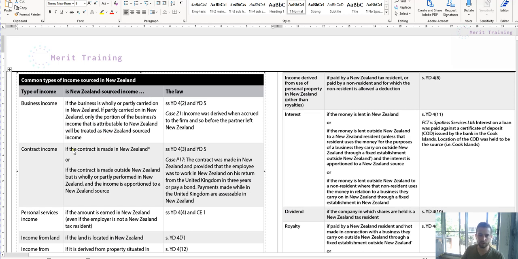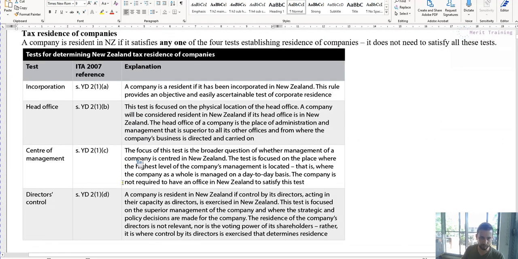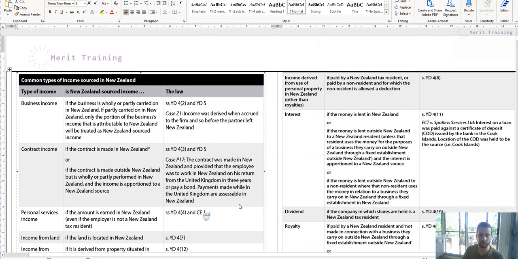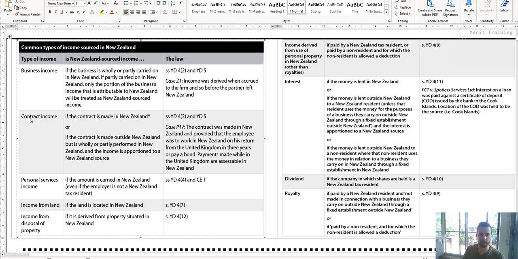And how do you know if it's incurred in New Zealand or not? You can use these kinds of tests to figure out if the company is a New Zealand tax resident or not, but looking at where that income is sourced. And the relevant case law is Z1, where the income was derived when accrued to the firm before the partner left to New Zealand. So the next type of income is contract income.